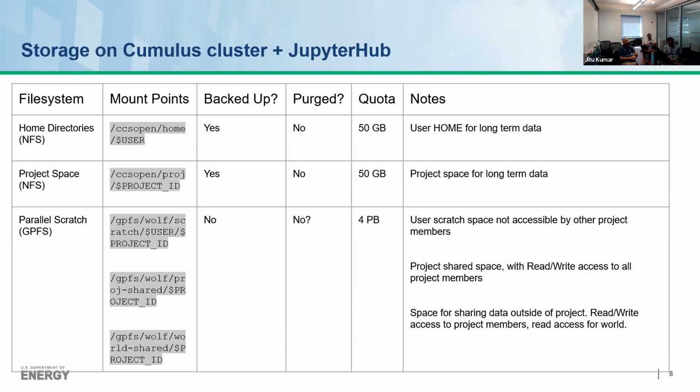There is a project space created, which is available at /ccsopen/proj/ and whatever your project ID is. This is a fairly small area, 50 gigabytes of space available for the entire project. This is a backed up space as well. There's no purging, but this is for common files.